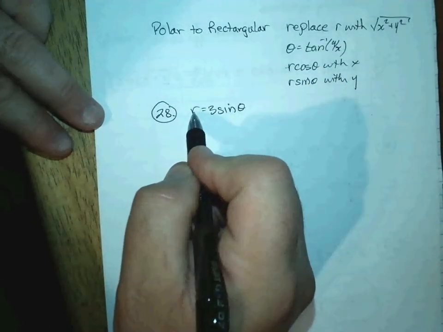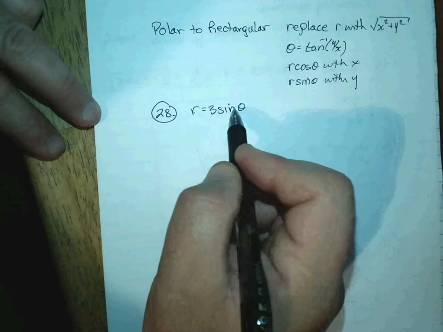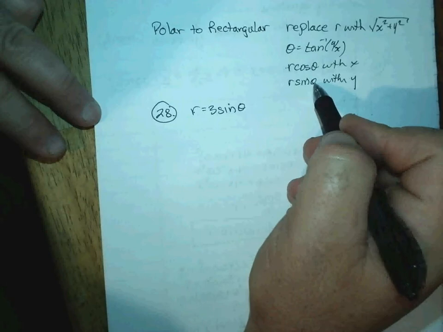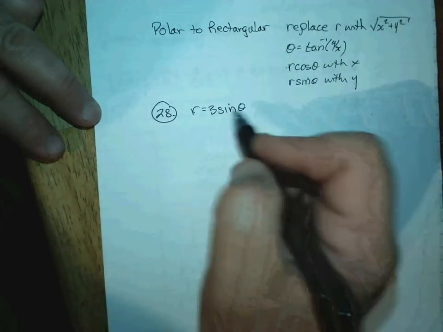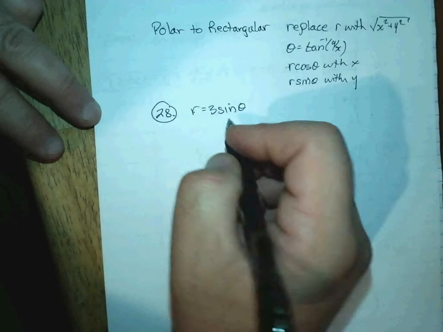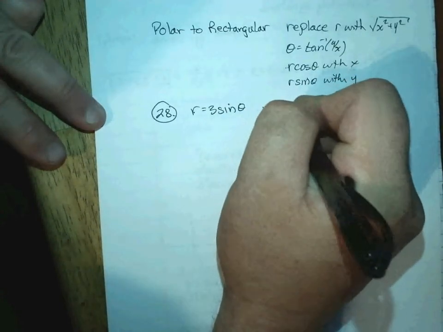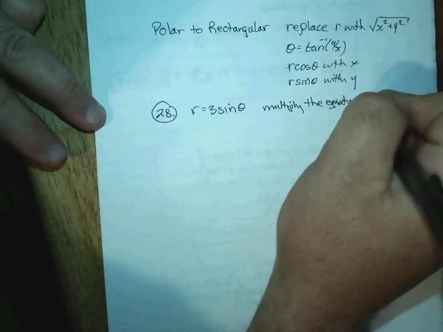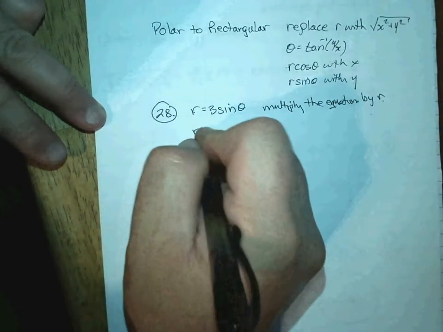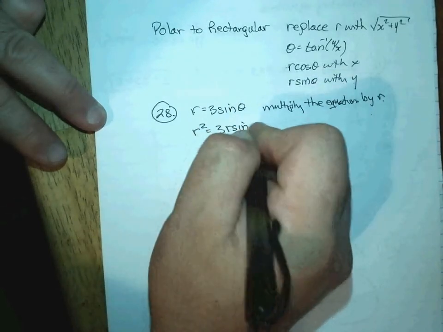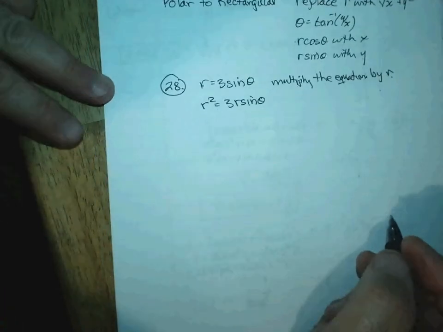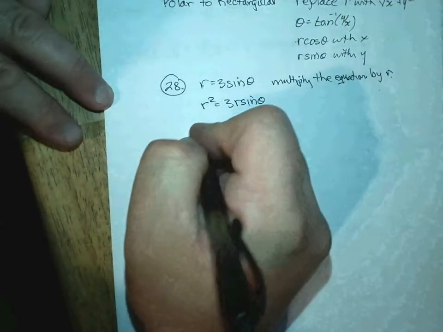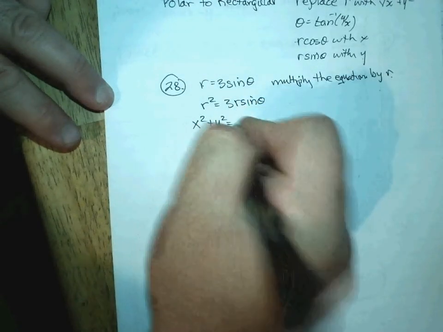In 28, the equation that we're given is r equals 3 sine theta. Now I know how to handle the r, but over here I don't have an r sine theta, I just have a sine theta. I wish I had an r sine theta, because then I could just put a y there, right? Well, let's make this become r sine theta, and the way we do that is we multiply the equation by the letter r. And of course, since you're multiplying both sides of the equation, you're not really changing the equation.